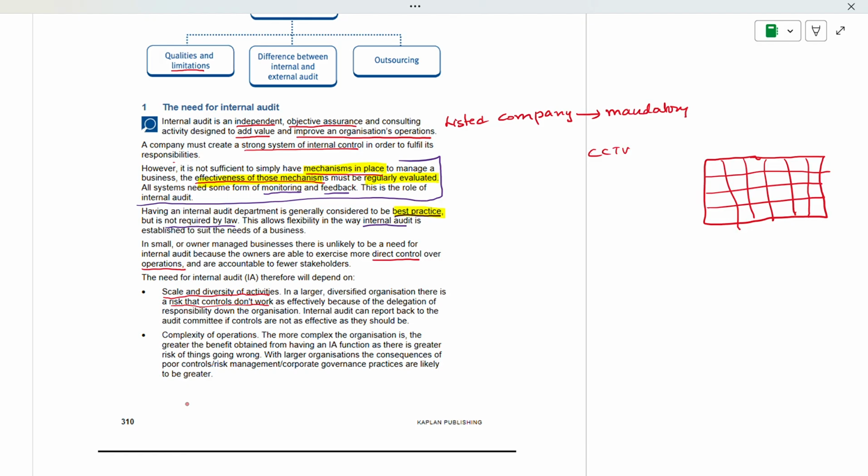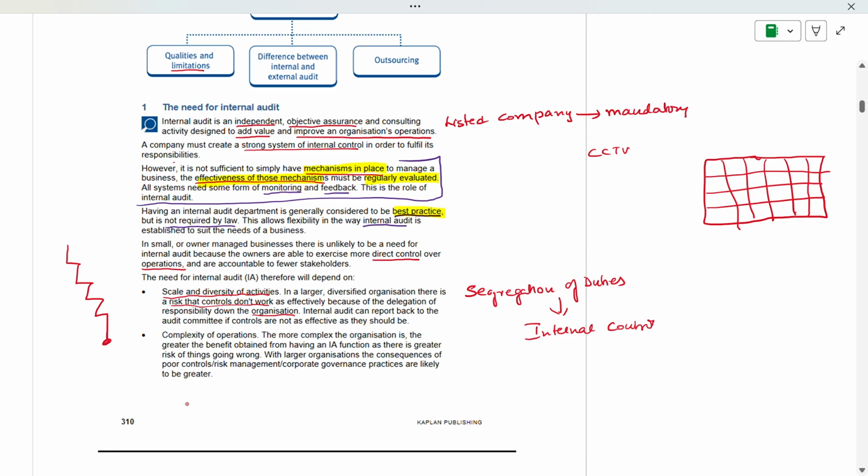Is it acknowledgement, supervision? Is it the segregation of duties? What is the segregation of duties? Segregation of duties is nothing but an internal control, the best example of internal control. In a diversified organization, there is a risk that controls don't work as effectively because delegation of responsibilities goes down the organization, from top to bottom.